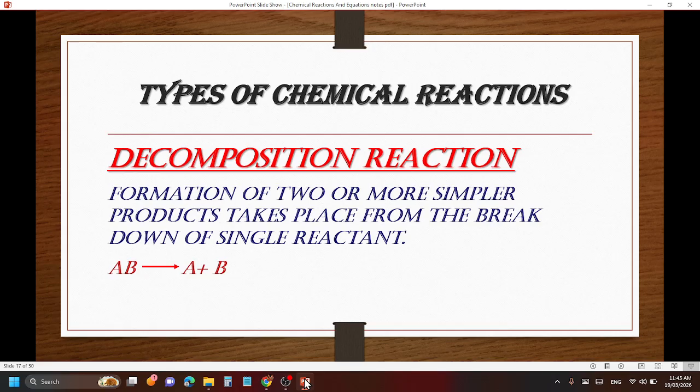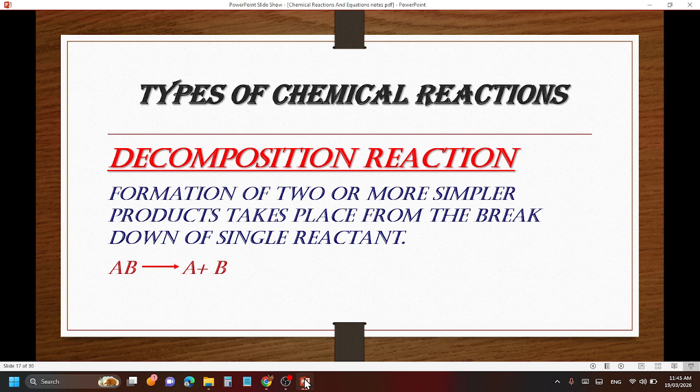Formation of two or more simpler products takes place from the breakdown of a single reactant. What does this mean? Two or more simpler substances will be formed from the breakdown of a single reactant. If I take the example of the same two friends A and B, everybody knows that on 28th March IPL starts, and you can comment which is your favorite IPL team. Now they are both supporters of different teams. A is a supporter of RCB, B is a supporter of CSK. So what happens?